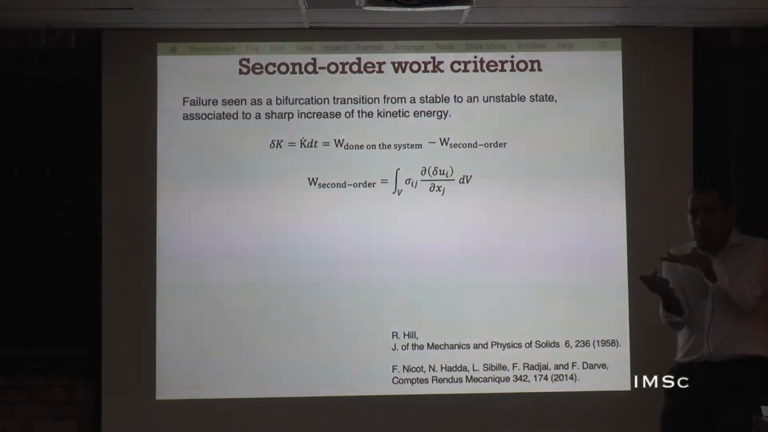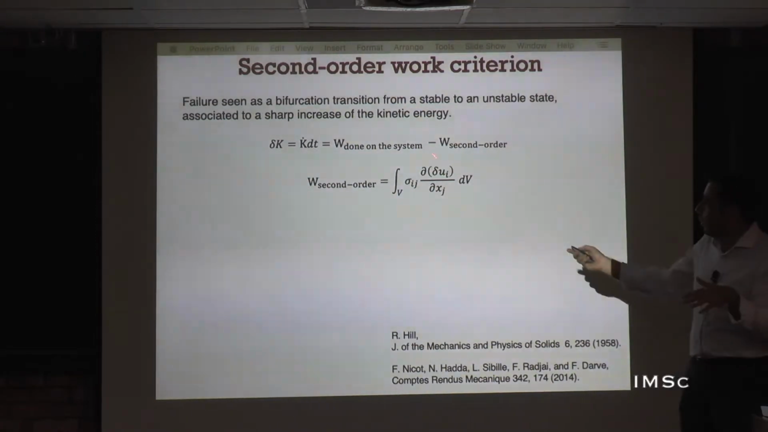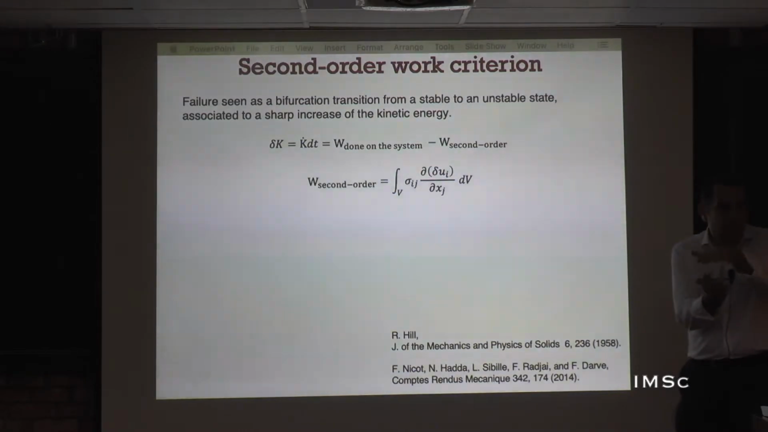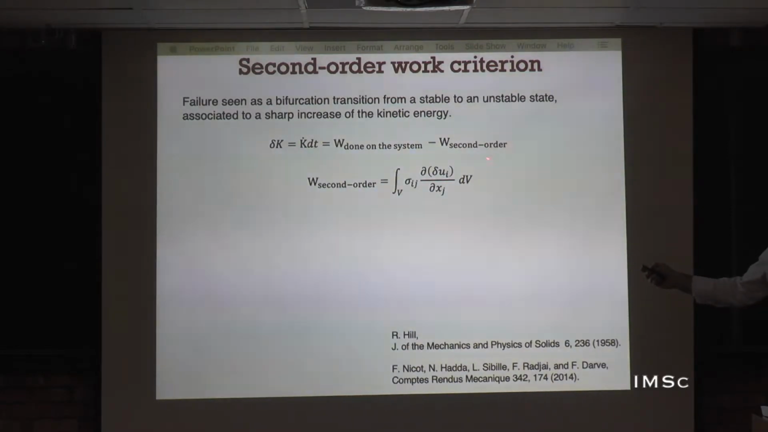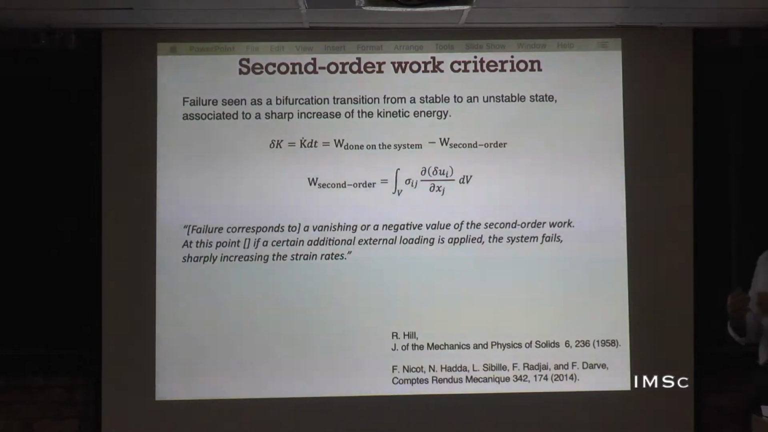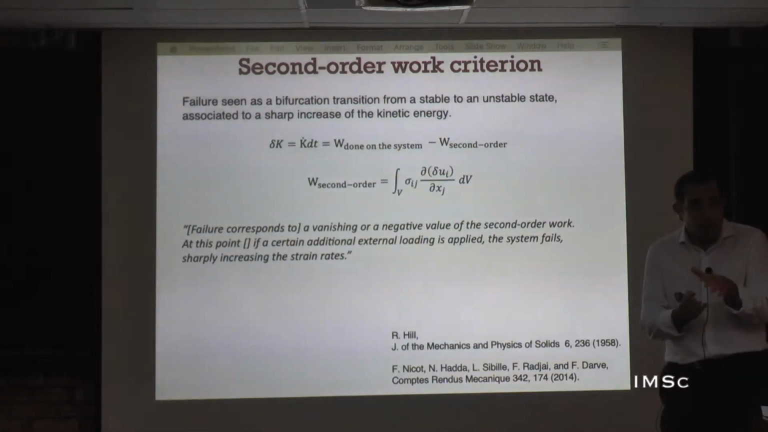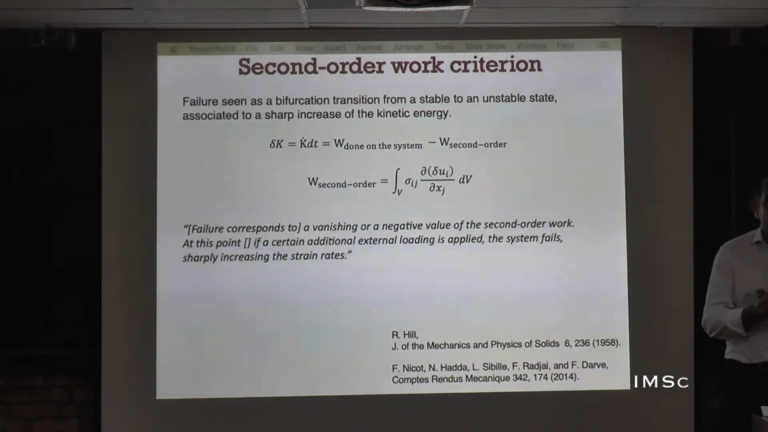If you consider that you're slowly deforming the system, you are doing some work on the system, which is usually done at the boundary because you are deforming the system. And how is the system responding? It's doing some work itself, and this work you can express as the stress and then the change in the strain field. This is what they call the second order work. The system might become unstable if this second order work vanishes or becomes negative. Essentially, you are giving energy to the system because you are straining it, but the system is not able to store this energy by doing some deformation.